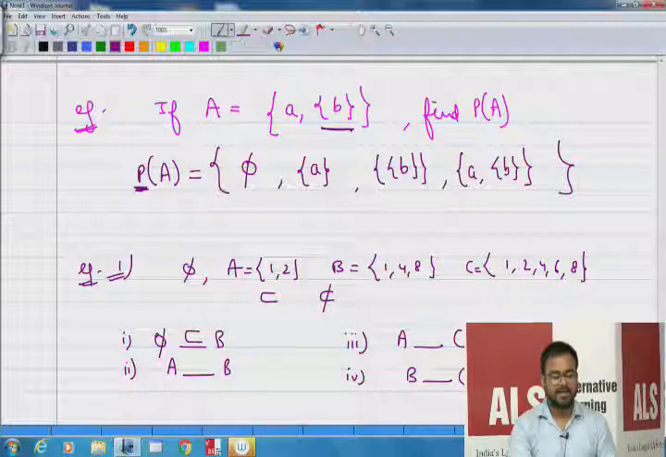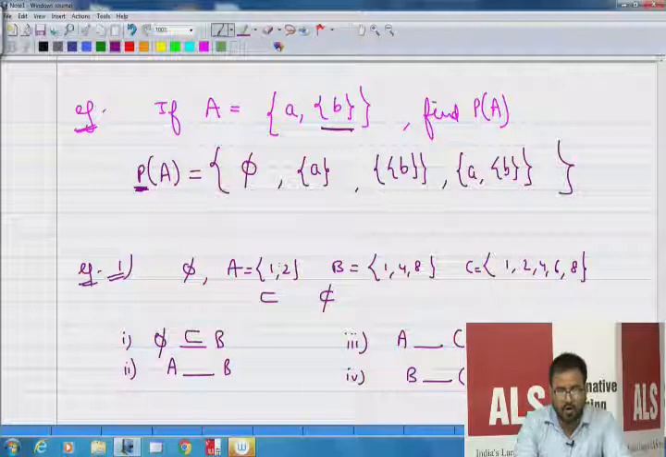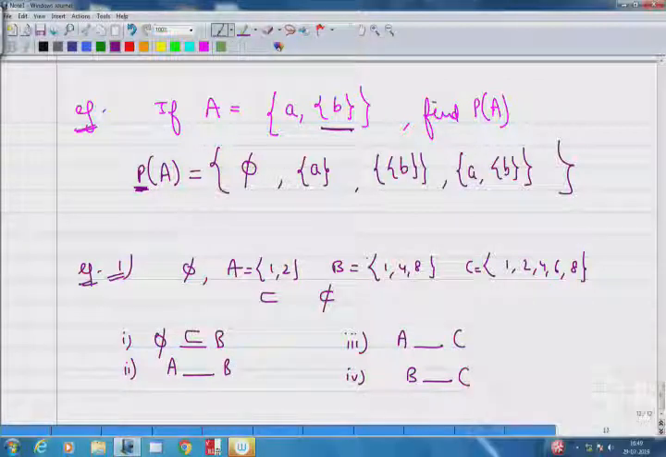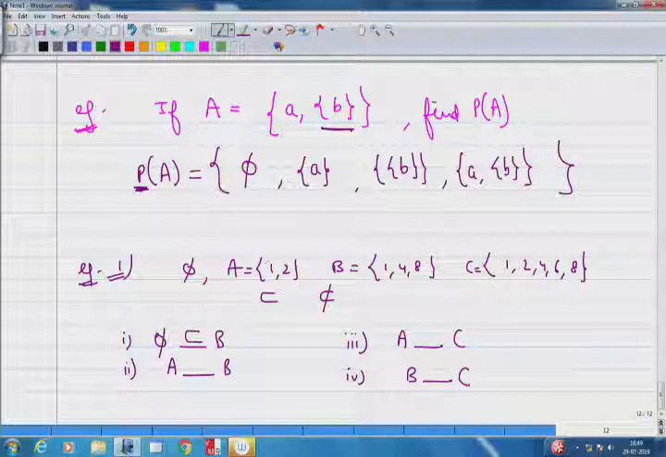Second one, between A and B we have to fill. Now check whether all the elements of A are elements of B or not. You can see 1 is present in A and B both, but 2 is present only in A, 2 is not present in B. It means A is not a subset of B. We'll fill it like this.